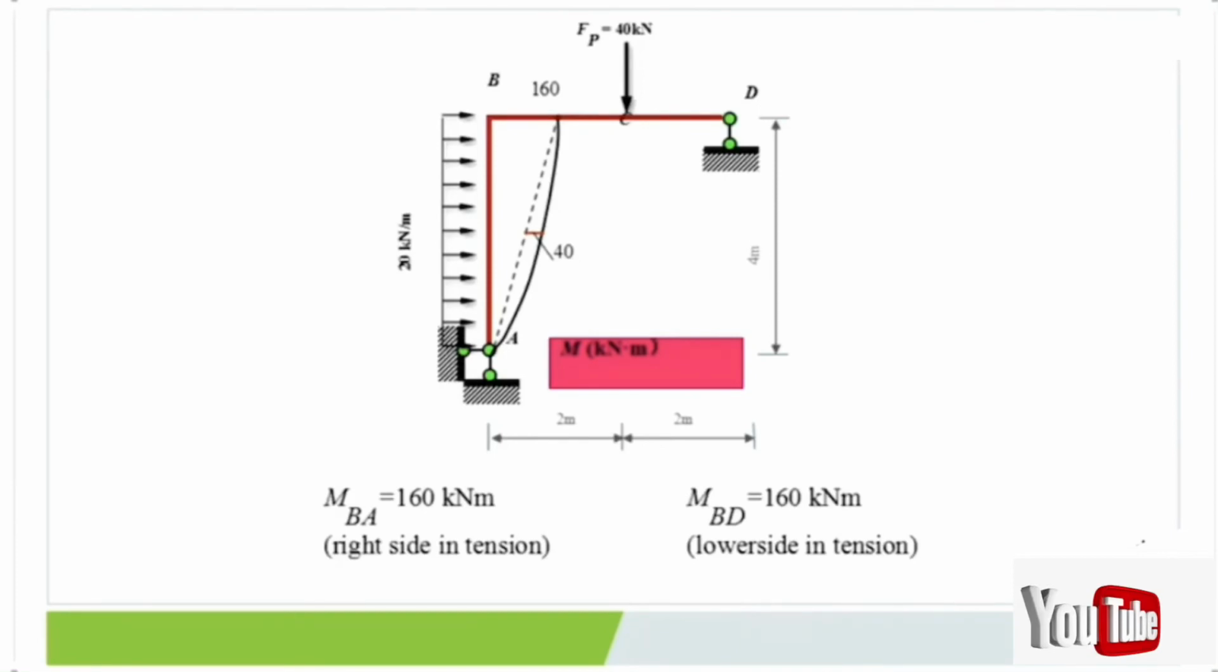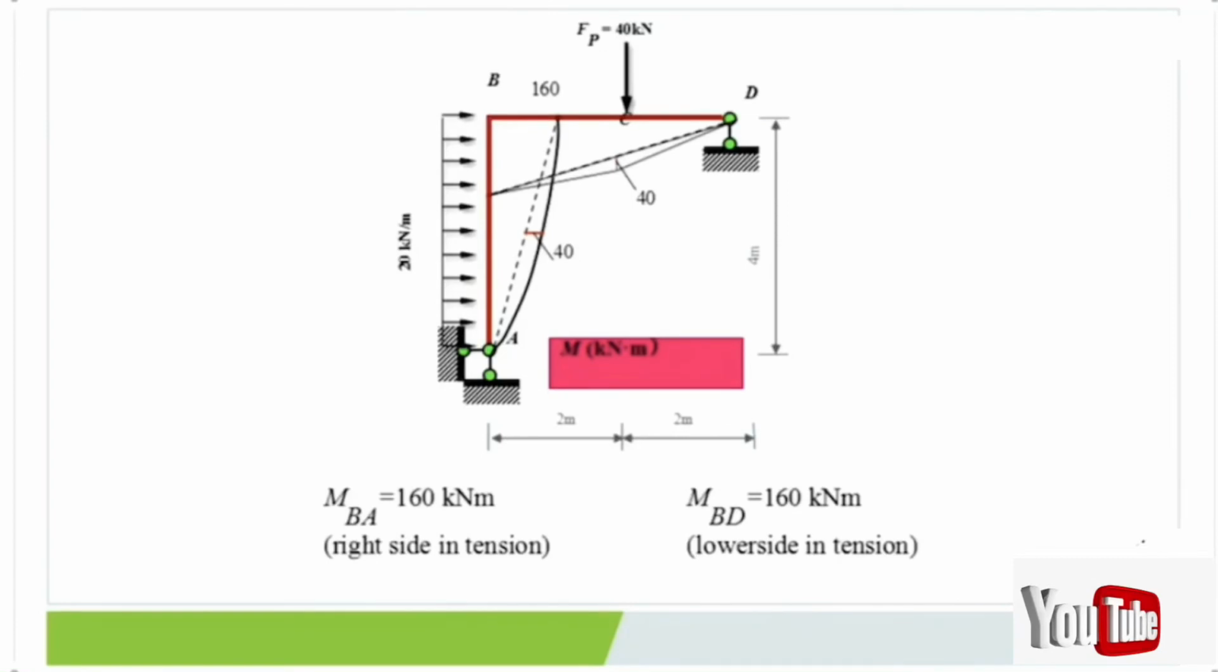According to MBD equal to 160, lower side in tension, MDB is equal to 0. We could connect these two sections by such a dashed line and superimpose such a polyline due to the action of the concentrated load, Fp. Here for the section C, this value is 1/4 of FPL, that's 40.